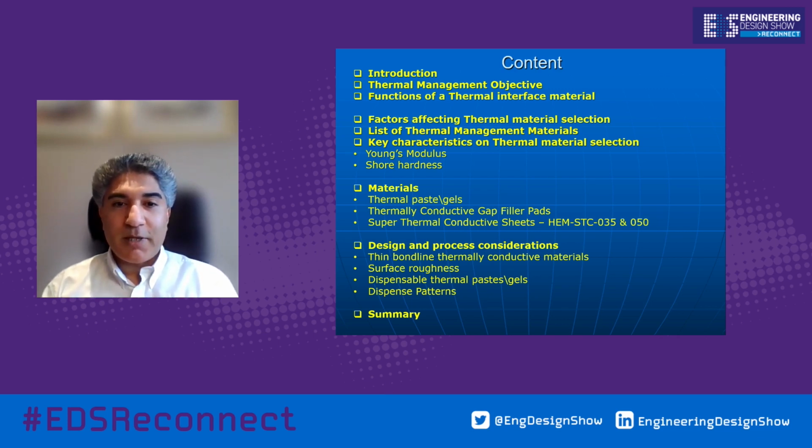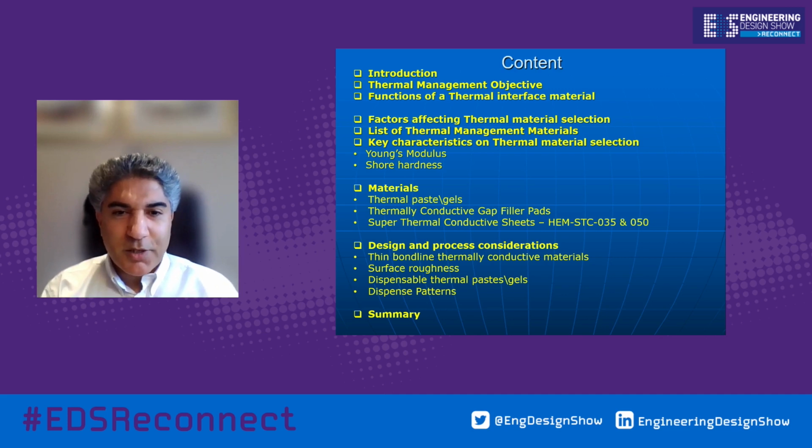The next segment will be about design considerations in terms of thin bond line and roughness. What are these attributes and why do they have to be taken into consideration? And also a case study about how, if you have a tolerance stack, to use one material for an application with different heights of components in electronics. And wrapping up with a summary.